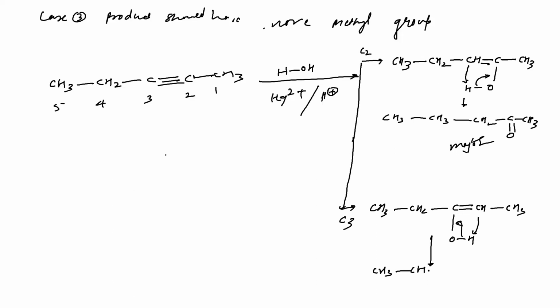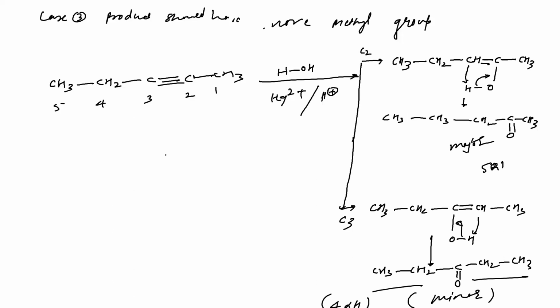CH3, CH2, C double bond O, this is CH2 and CH3. Here is no methyl group. You can see ethyl, ethyl are there. So this is the minor product because four alpha hydrogens are there. Here are five alpha hydrogens. So it is the major and this is the minor. This thing you keep in mind, right?